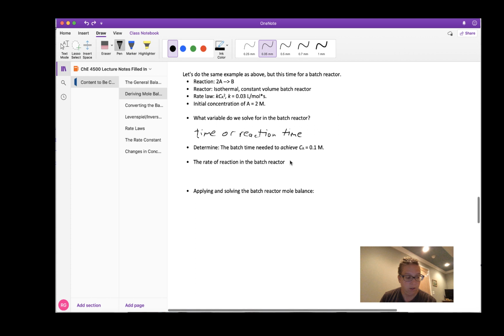In fact, it's a function of time because it's a function of concentration. So it's not constant. So let's see how this works. I have dCA/dt equals RA. A is being net consumed, so the rate of A is going to be equal to negative k CA squared.